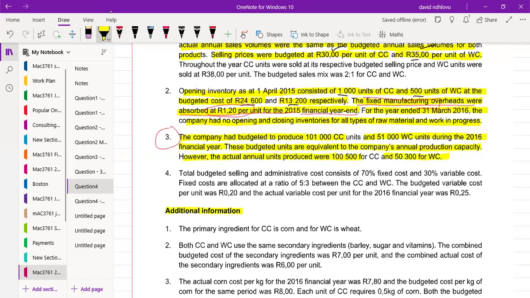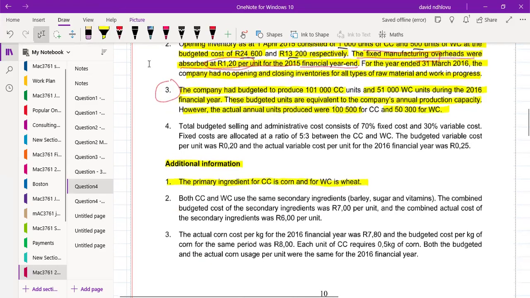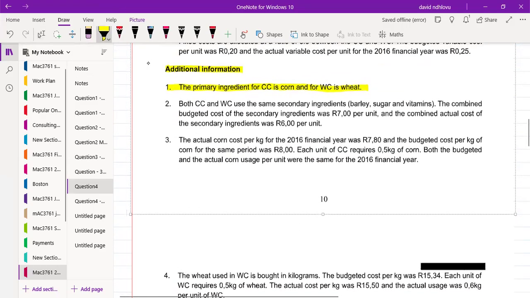Where they say the primary ingredient of CC is corn and for WC is wheat. Then they continue and say both the CC and the WC use the same ingredients, which is barley, sugar, and vitamins. The combined budgeted cost of the secondary ingredients is 7 rand per unit, and the combined actual cost of the secondary ingredients per unit is 6.60. It's just that we have more detail than in the previous question.